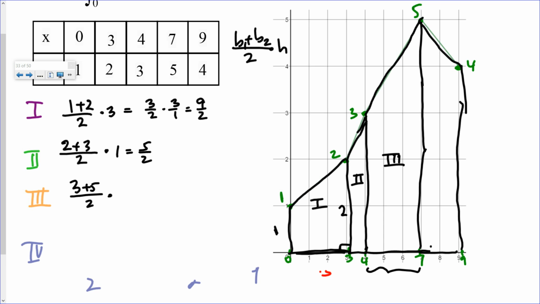And the height is this subinterval here. That's the height of the trapezoid. It makes a right angle with the base. So 7 minus 4 is 3. I'm getting 12 here. Can someone second that?